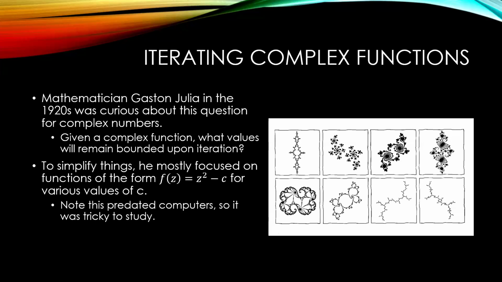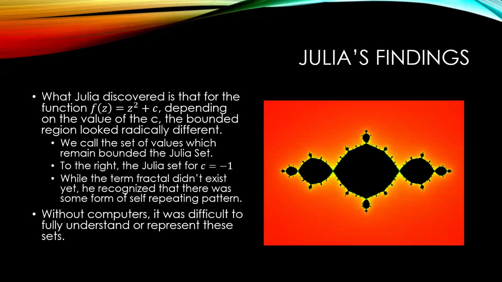Note, this predated computers, so it was tricky to study. And so if you're starting with z squared plus or minus c, what could happen? Well, what Julia discovered is that for the function f of z equals z squared plus c, depending on the value of c, the bounded region looked radically different. We call these sets Julia sets. And to the right, this is what it would look like for c equals -1.